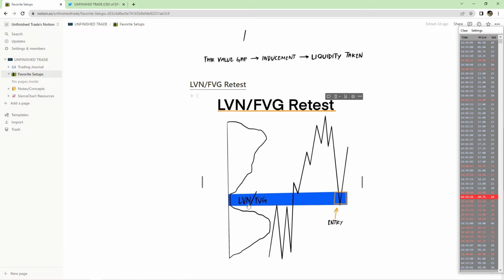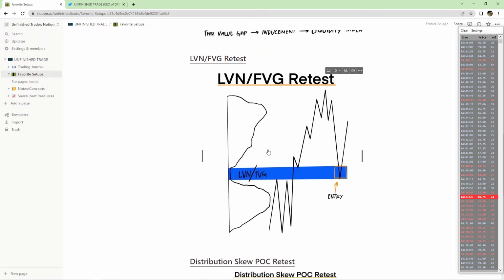And kind of same thing here. If we have a fair value gap created, it's going to be a low volume node fair value gap, often the same thing. We dip into there and we go. So all those setups are kind of similar.